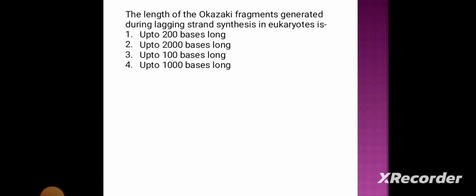Next question. The length of Okazaki fragments generated during lagging strand synthesis in eukaryotes is option 1, up to 200 bases long, option 2, up to 2000 bases long, option 3, up to 100 bases long, option 4, up to 1000 bases long. And the answer is option 1, that is 200 bases long.